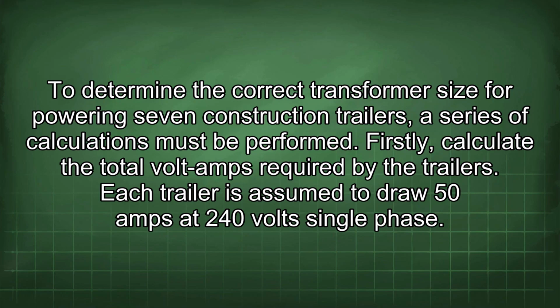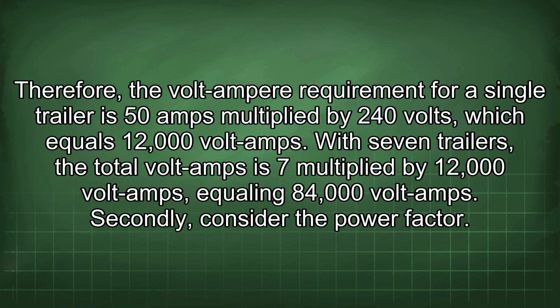To determine the correct transformer size for powering 7 construction trailers, a series of calculations must be performed. Firstly, calculate the total volt-amps required by the trailers. Each trailer is assumed to draw 50 amps at 240 volts single phase. Therefore, the volt-ampere requirement for a single trailer is 50 amps multiplied by 240 volts, which equals 12,000 volt-amps. With 7 trailers, the total volt-amps is 7 multiplied by 12,000 volt-amps, equaling 84,000 volt-amps.